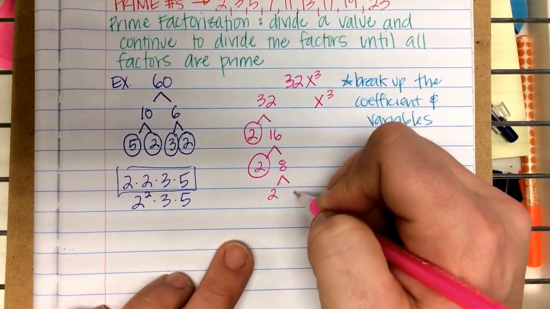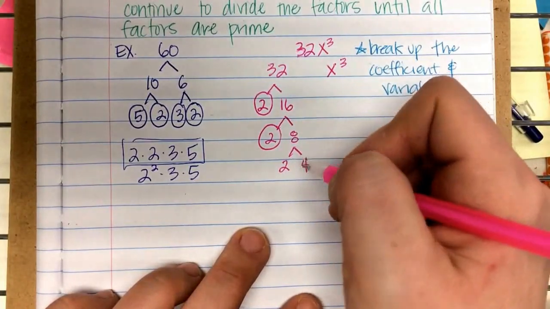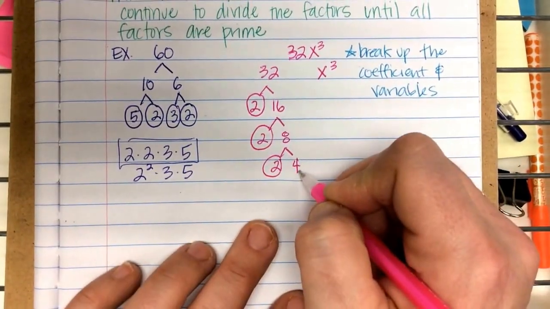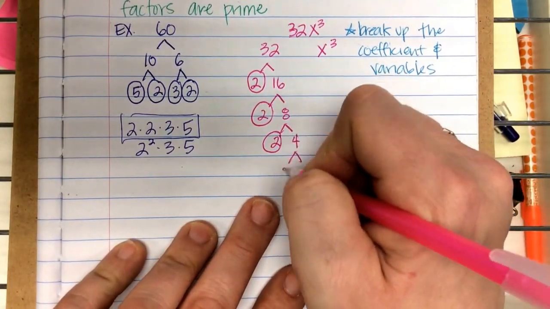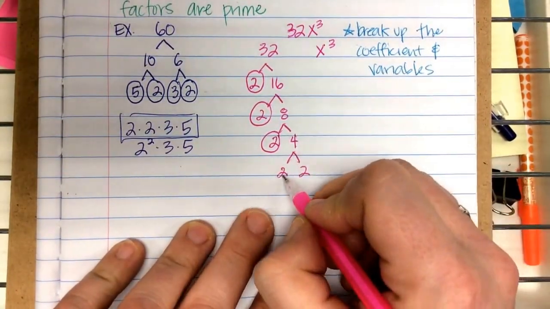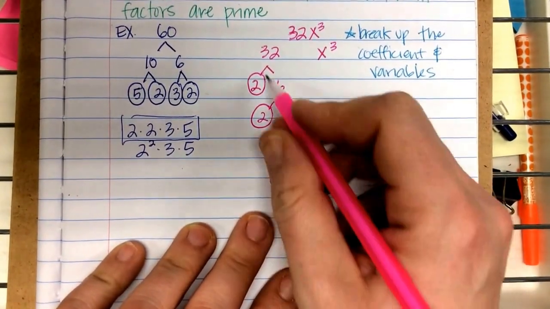2 and what? 4. Is 2 prime? Yep. Is 4 prime? What can 4 become? 2 and 2. Is 2 prime? I'm done factoring.